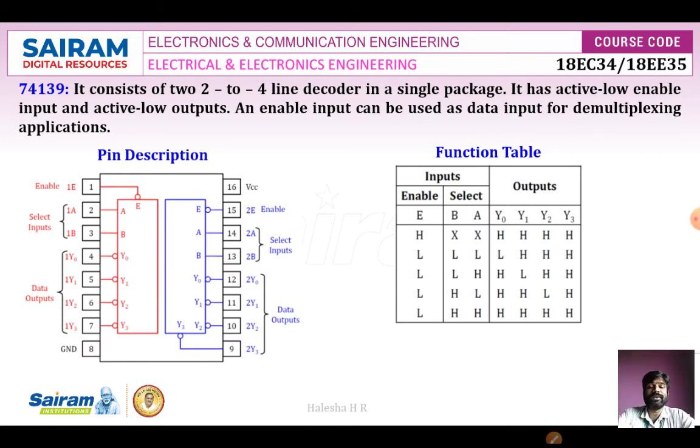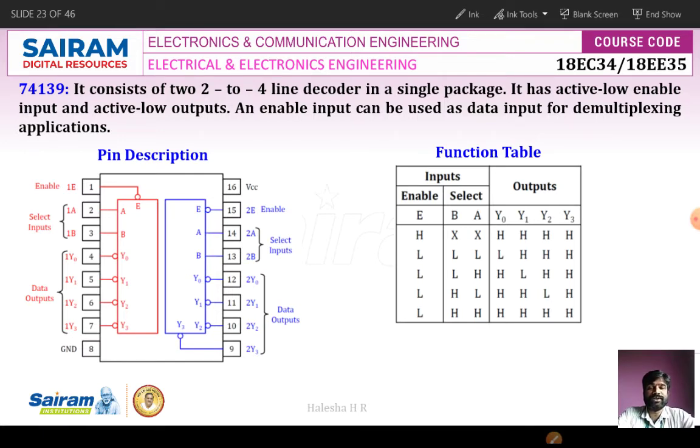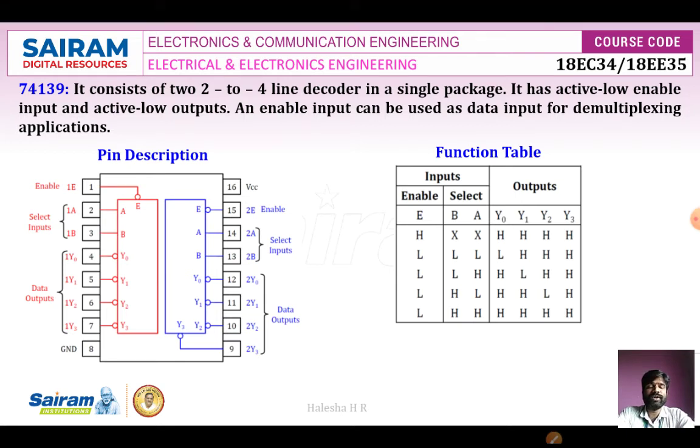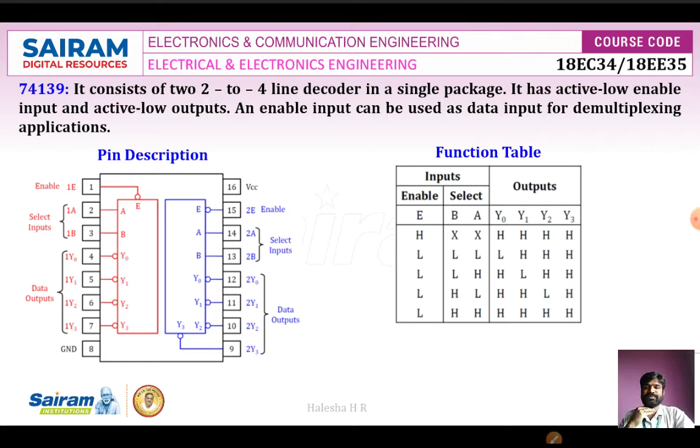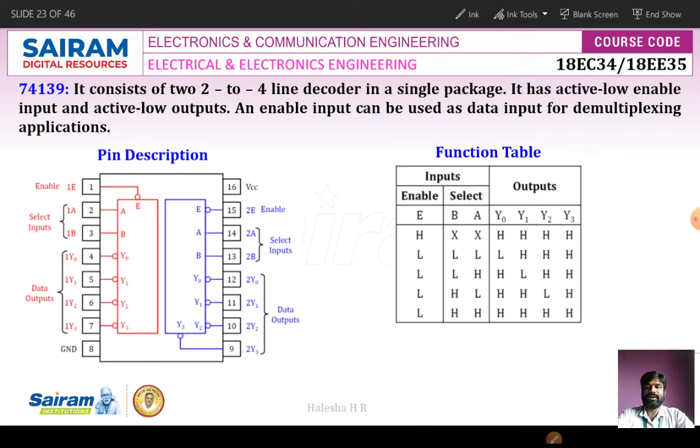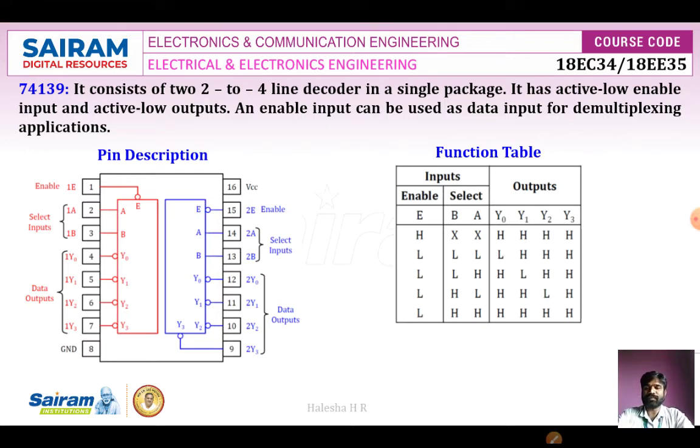A 1:4 demultiplexer with 2 select inputs. Demultiplexer means the opposite of the multiplexing operation: a 4:1 mux or 1:4 demux with 2 select inputs. So let's see the next IC.